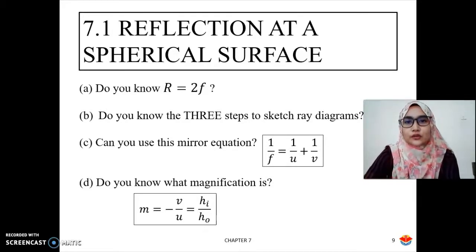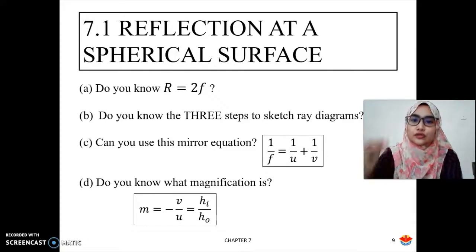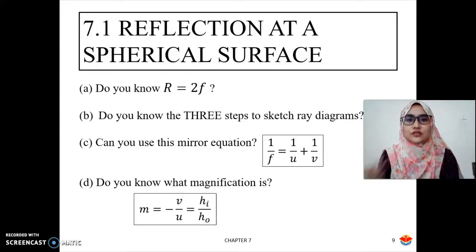So I hope you know how to do this, especially the ray diagram. I did not focus on ray diagrams because I want you to try sketching using the 3 steps that I mentioned. Try yourself first and then try to do the question. Okay, so thank you. That's all for subtopic 1. Thank you very much.